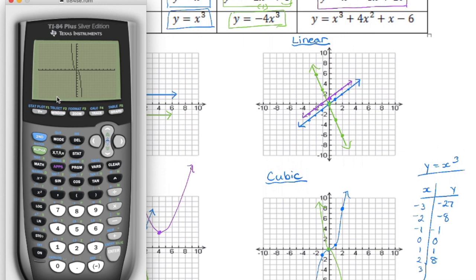And then my third one is going to be that function. So again, I'm going to go into my y equals. We're going to clear out what we have there. And we're going to enter x to the power of 3. And then you're going to have to press your right arrow to come back down again. Plus 4x squared plus x, and you can do this with me, and then minus 6. So graph that.